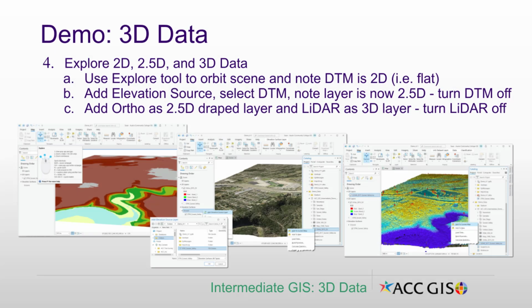In step 4, you'll explore 2D, 2.5D, and 3D data. We'll begin by using the Explore tool to orbit the scene, and note that our digital terrain model is 2D or flat. And then we'll add the digital terrain model as a ground elevation source, and we'll note that it's visualized now as 2.5D data. Last, we'll add the ortho, and it will also be visualized and draped on our ground layer as a 2.5D layer. And then we'll add our LiDAR data, which will be visualized as a 3D layer in our scene.